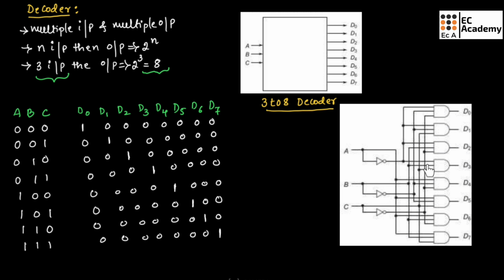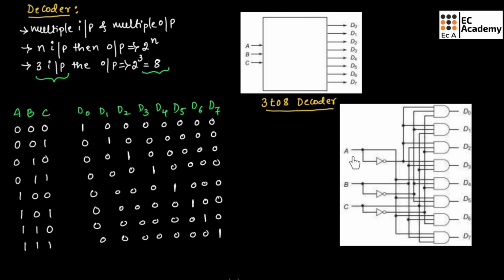This is the logic circuit of decoder. So this decoder is designed using AND gate as well as NOT gate by taking 3 inputs A, B, C and 8 outputs D0 to D7. So this logic circuit will operate depending upon this truth table.